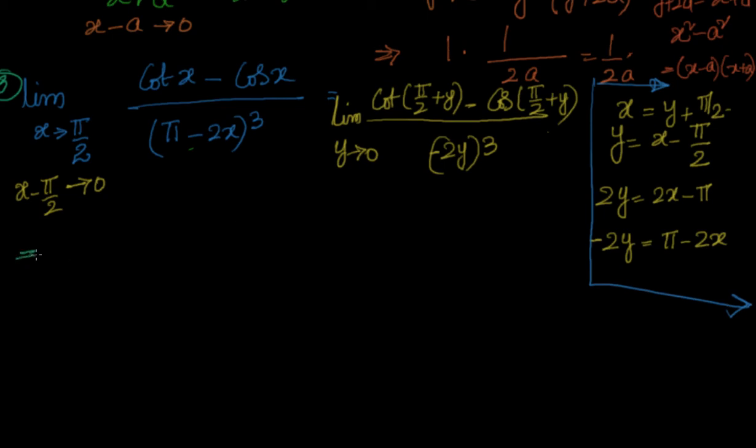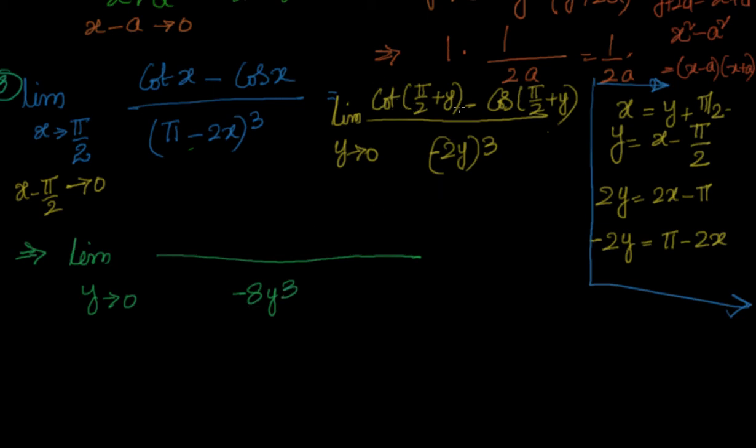Now this is nothing but equal to, let us change the color. Now cot of pi by 2 plus y, what is the value of cot of 90 plus theta? Is nothing but minus tan theta. First I will write down basics. Limit of y tends to 0. I will go to numerator and denominator. Here I will have minus 8y cube. That's easy one, so let me do that fast.